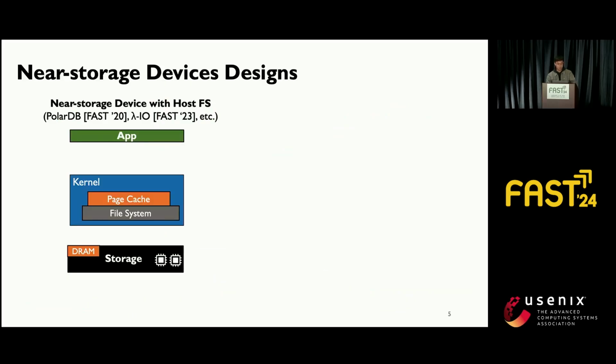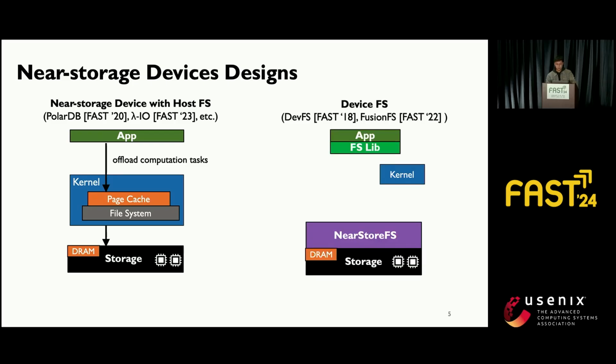Now let me provide the background on different software designs for near storage devices. The near storage device with the host file system design supports offloading some specific computational tasks to storage, but the file system remains in the kernel. The device file system designs offload the file system component to storage by utilizing the hardware resources, which supports direct access and also provides an API to combine I/O and data processing operations. For example, read-compress will read data, compress it, and write it back.